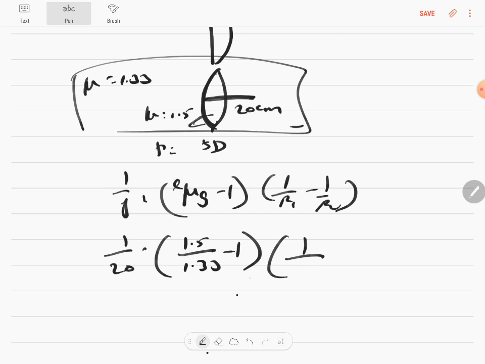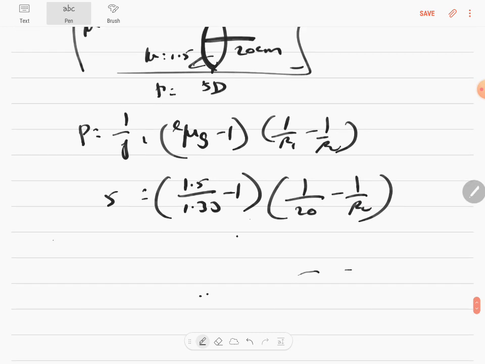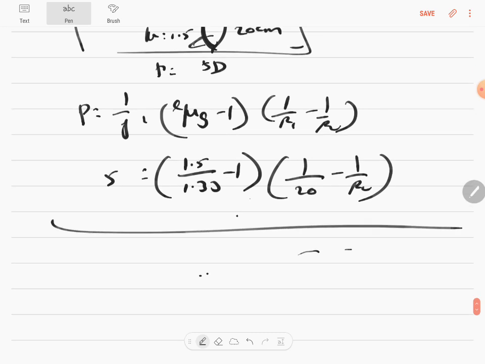The focal length of the combination has been given as 5 diopter, so take the reciprocal: 100 by 5. This itself is the power, which is 5. Don't write 1 by f, just write it as 5. 1 by r1 is given to be 20, 1 by r2 is unknown. So just do the calculation and get your answer. That will give you the answer for the second surface's radius.